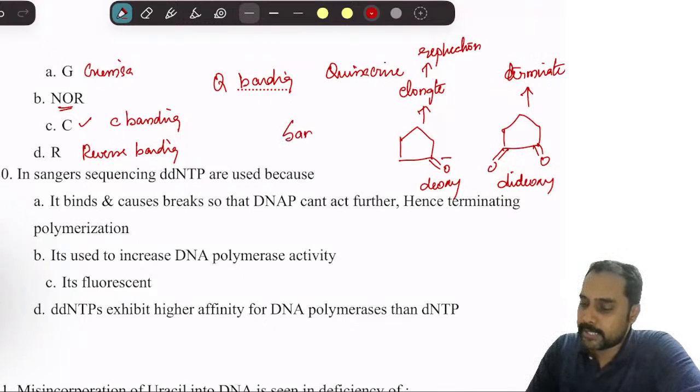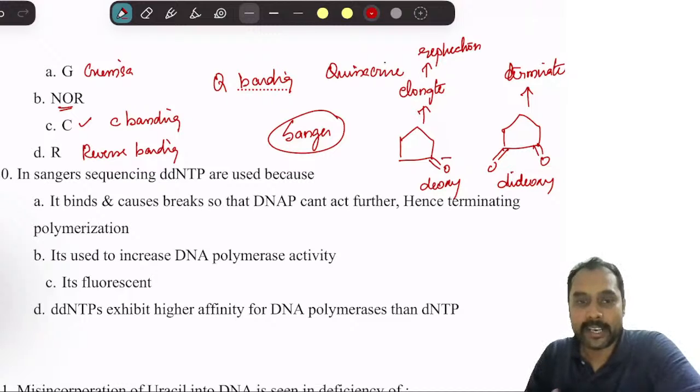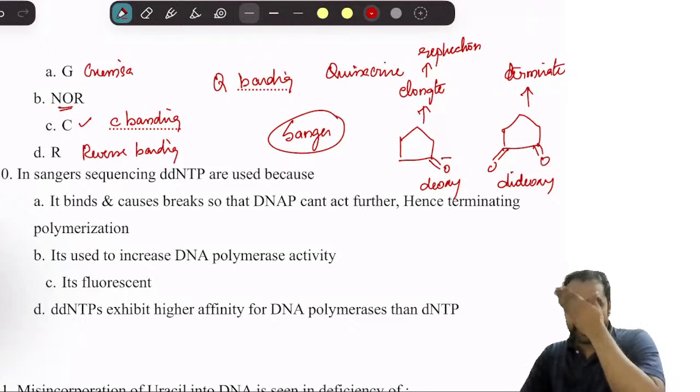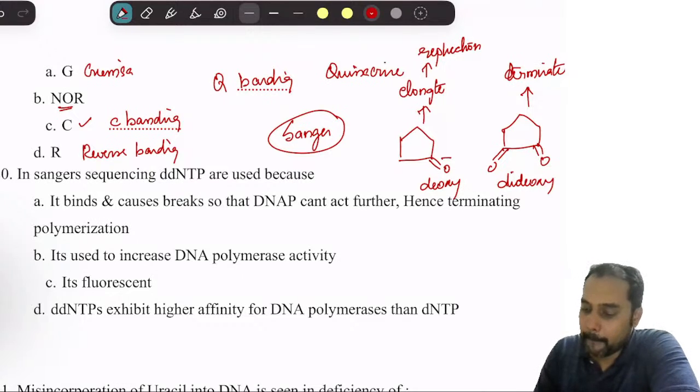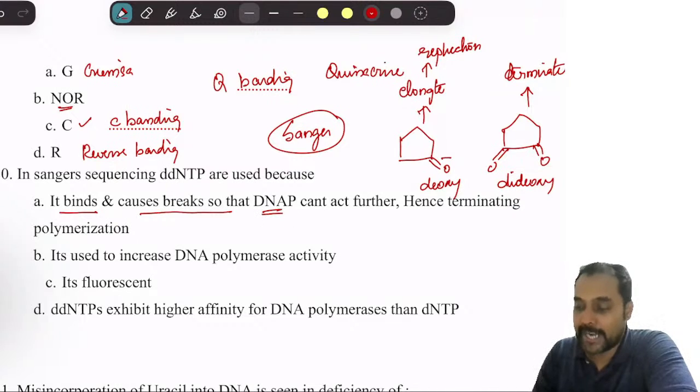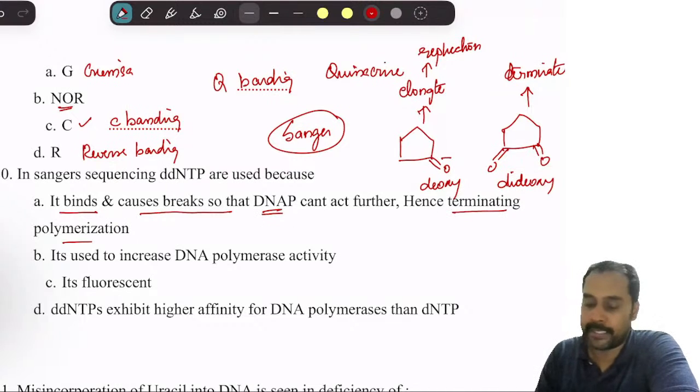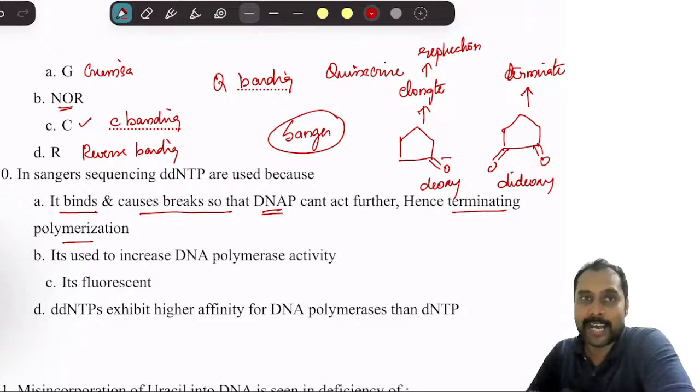Sanger used this technique of dideoxynucleotides. Yes, very good. All of you are giving the correct answer. Because dideoxynucleotide binds and causes breaks so that DNA polymerase cannot act further. So it terminates polymerization. Can anyone of you tell me what is the other method?